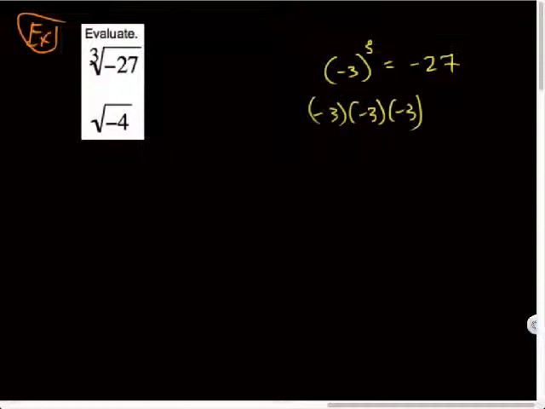Negative 3 times negative 3 is positive. Two of those minus signs when multiplying would cancel each other out, but I'd still have one negative left over. So it's negative 3, and I'd get negative 27. So it turns out this is equal to negative 3.